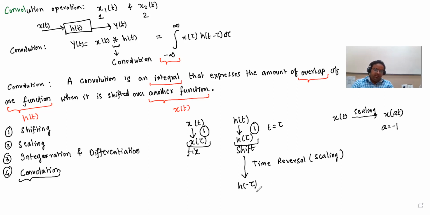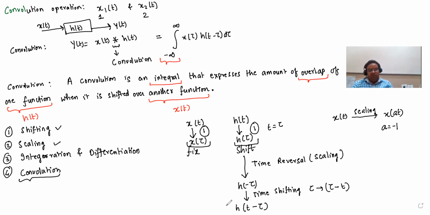And the next thing we do here is time shifting. How? This tau is shifted by tau minus t. So when I replace tau with tau minus t, this becomes h of t minus tau. This time shifting we perform. So you can see that we have performed two operations already here, that is scaling and shifting. These two operations we have already done here.